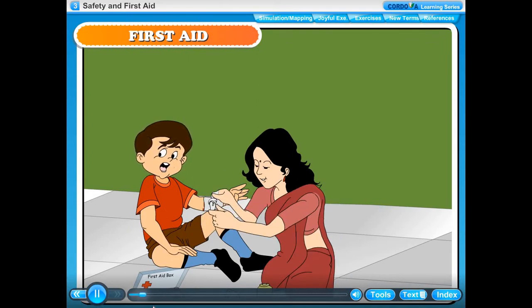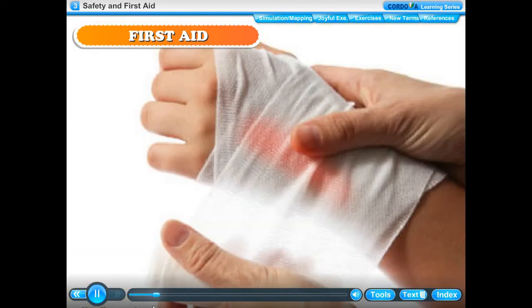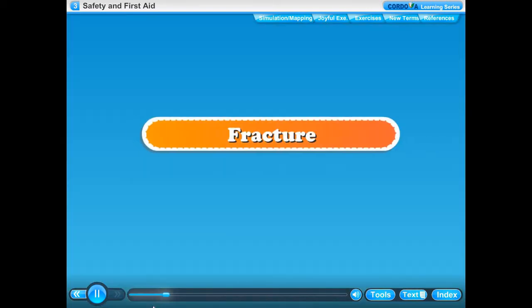First aid. Whenever an accident happens, the injured person must be given an immediate medical aid before he is taken to the hospital. This is called first aid. It is very essential and can save the life of the injured person. You already know about the first aid to be given for minor cuts and wounds, nose bleeding and minor burns. Some more first aid tips are given here. Let us learn them.